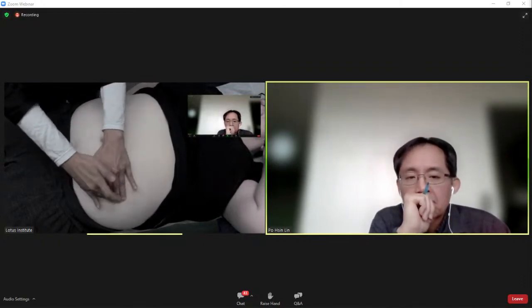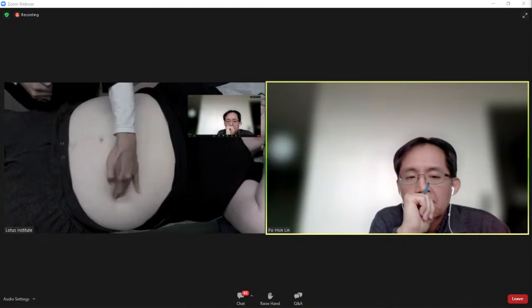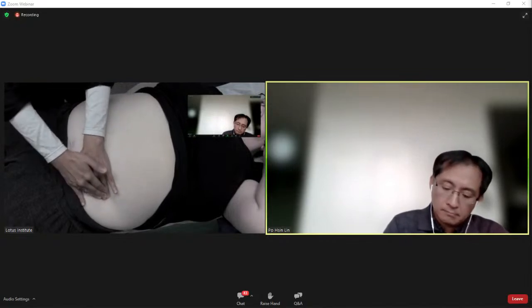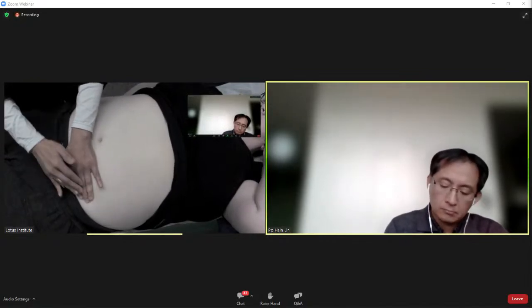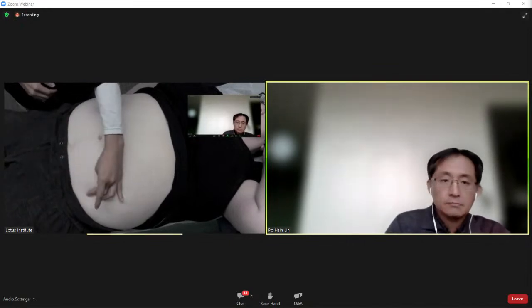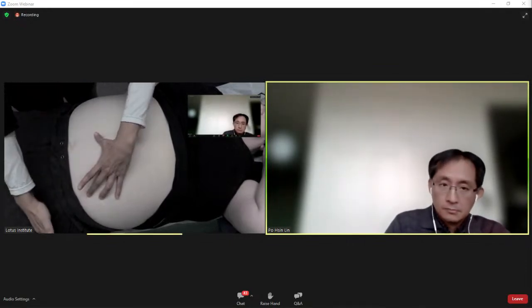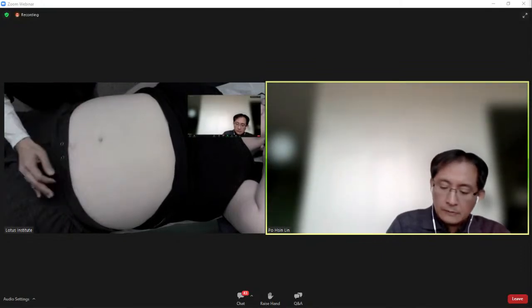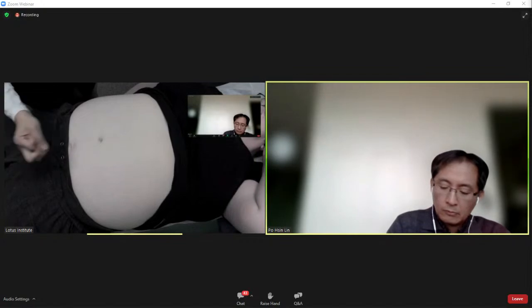Right. Yeah. Right here. Pain here. How about down here? Yep. This is the spot Dr. Lin always likes to check between the belly. This is for blood stasis in the lower jaw.